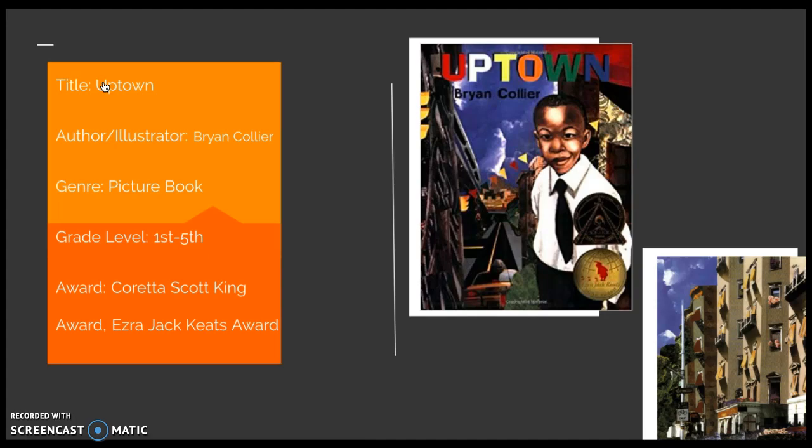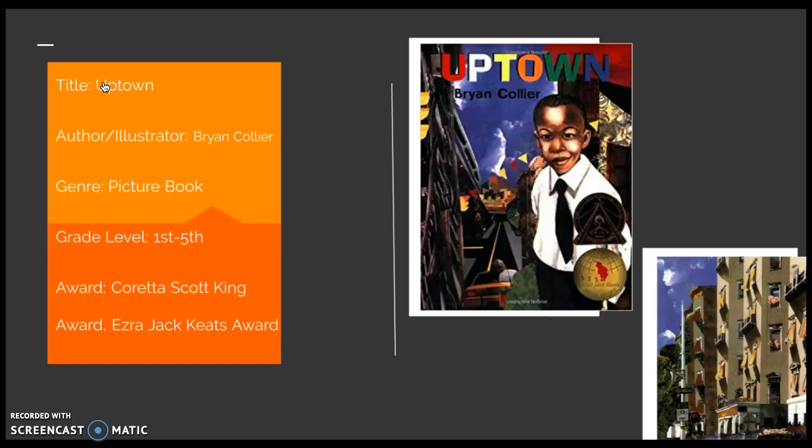My featured text is called Uptown and is filled with colorful artistic photos. It describes the different characteristics of Uptown New York, including the Metro North train, shopping on 125th Street, the Apollo Theater, barbershops, basketball, and jazz. Each part makes Harlem special and makes it home to a young boy.